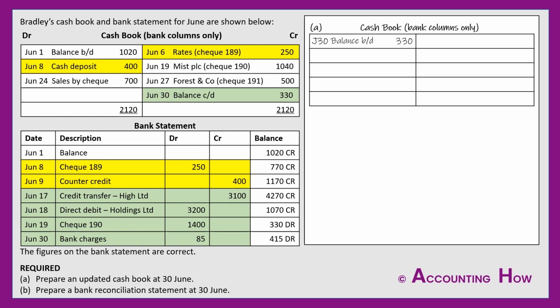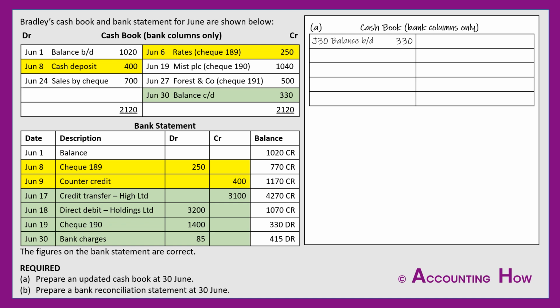I haven't quite got enough room, I want to keep it all on one screen for you, so I've just put J for June to save a bit of space. So June 30th, balance brought down 330. And then you'll see I've highlighted in green a number of things in the bank statement. To update the cash book, I need to enter things that are in the bank statement but not in the cash book. In other words, the things that the bank knows about, but Bradley didn't know about, or maybe he'd forgotten about, things that he's only just looked at now that he's doing his reconciliation.